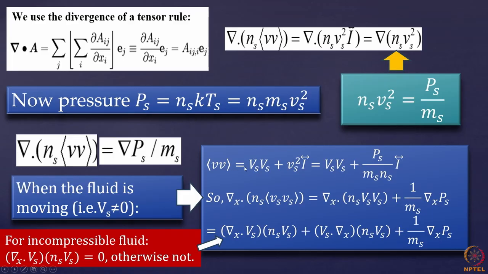But there are cases when the fluid is actually moving. In that case, this VV tensor comes as vs vs plus vs square I, as it came this time also. So when you go for this divergence of ns vs vs, you need to take the divergence of this quantity as well, and you will end up with an expression which gives you divergence of Vs, Ns Vs plus Vs dot grad of Ns Vs plus 1 by ms grad of Ps.